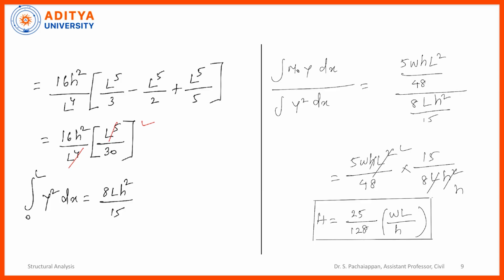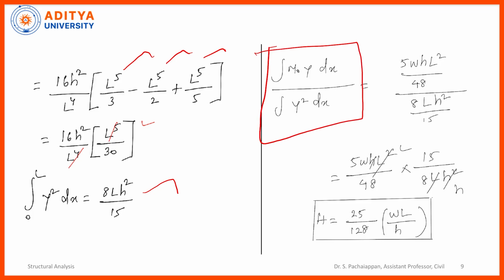In this equation we can clearly see everything in terms of L power 5. Simplifying upon this, I will be getting L power 5 by 30. Here L power 4 is there in the denominator. Cancelling these two, I will be getting L. So the integral from 0 to L of y square dx is nothing but 8L h square by 15. This is our final equation.